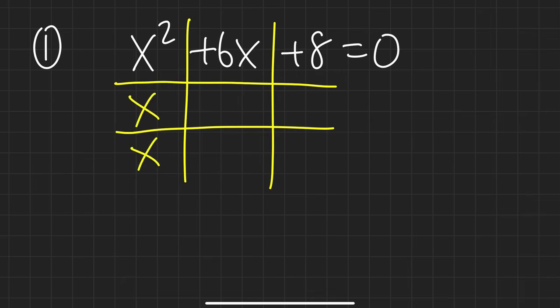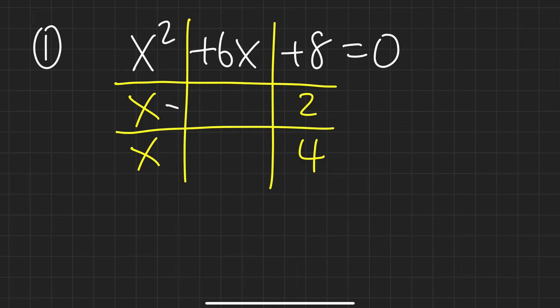Now, we are going to do the same thing for the 8. What times what will give us 8? We can do 2 times 4, 1 times 8, or maybe negative 2 times negative 4, or maybe negative 1 times negative 8, right? We do have quite a few choices, but the correct combination that we'll use is 2 and 4. Because this is how we check.